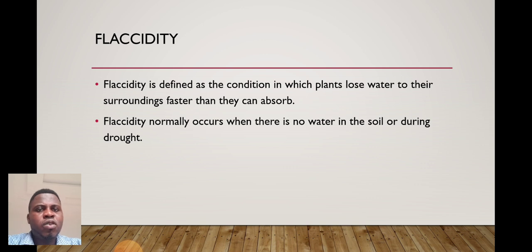Now let's move to the last thing that I want us to know for today about the cell and the environment, that is flaccidity. The moment you hear the word flaccid, it means that this thing has lost water. So flaccidity is defined as a condition in which plants lose water to their surroundings faster than they can absorb it. That is the meaning of flaccidity, losing water faster than they can absorb. And flaccidity usually occurs when there is no water in the soil or during droughts, and sometimes it causes the wilting of the plants.